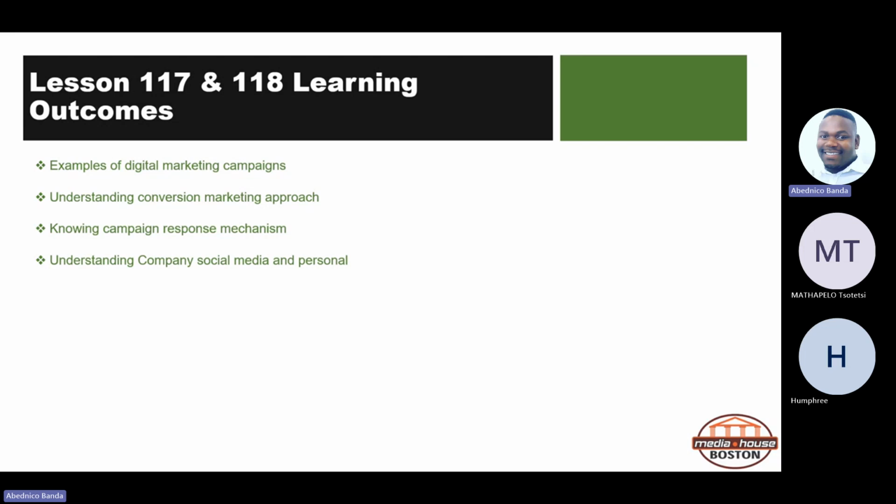So you also need to know the campaign response mechanism. This is very, very crucial. And I think I've discussed it in class as well. I remember there was Nkamo. I can't remember who else was there.